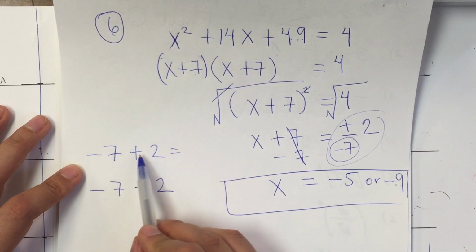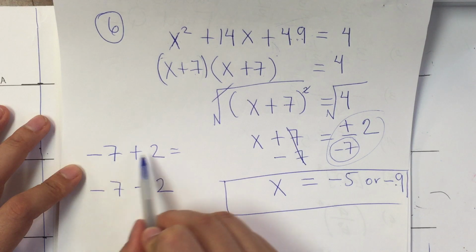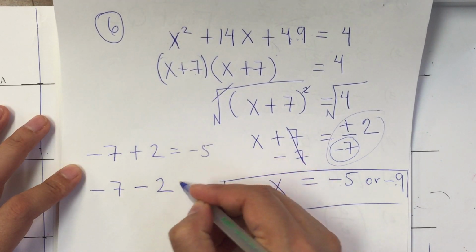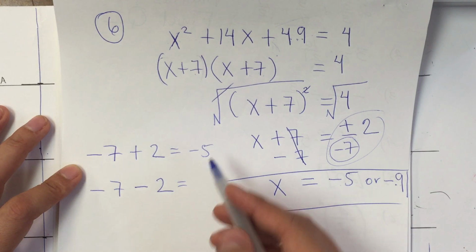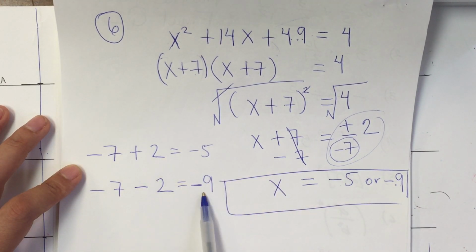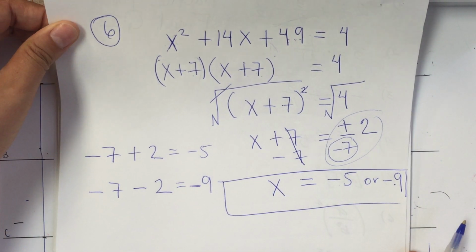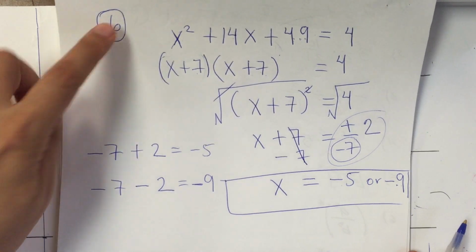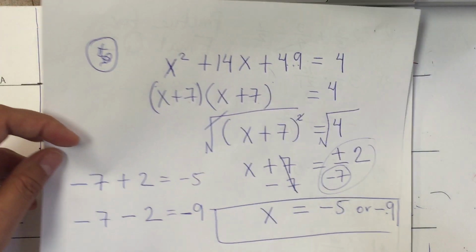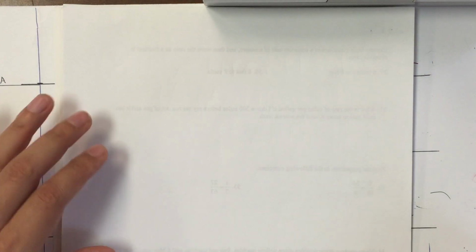So negative 7 plus 2, different signs, we subtract and leave the sign of the greater one. Same signs, we add and keep the greater sign. So negative 5, negative 9. Okay. Oh, and this was exercise 5, and the previous one was 4. Sorry about that.